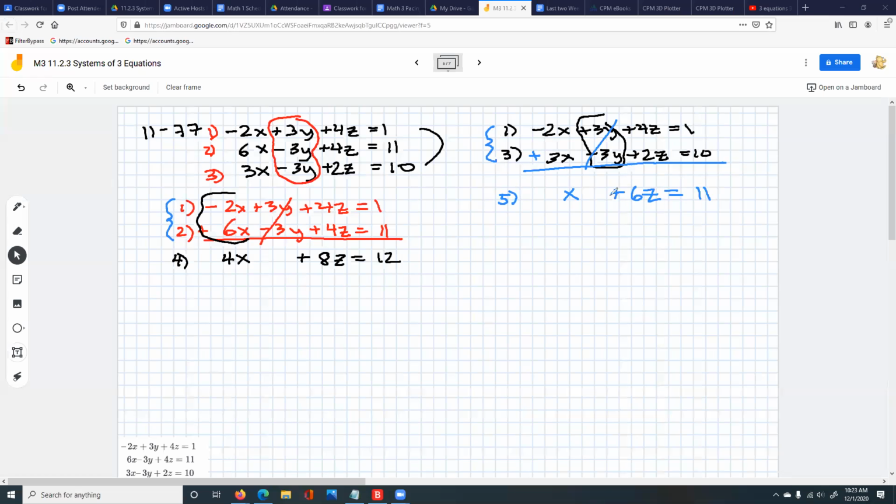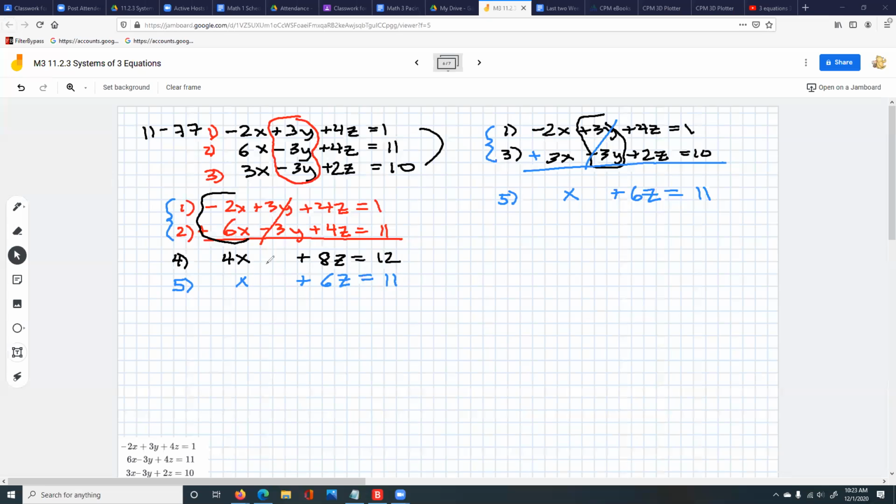So I have this new 5th equation, right? Because I added equations 1 and 3. Now I have a new equation. It has an x and a z, just like this one has an x and a z, right? So I'm going to put this equation right underneath equation 4. It's going to say x plus 6z equals 11. Okay.